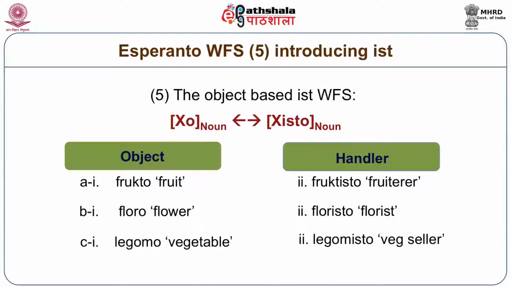The third word formation strategy involved is in the case of examples like fructo for fruit, giving rise to the derivative fructisto for fruiterer. Floro for flower gives rise to floristo, florist, which happens to have the same shape in English. Legomo, vegetable, English has no special word for legomisto, vegetable seller. Vegetable sellers are not called vegetarians. I'm sure that there are vegetable sellers who are not vegetarians. So as you can see, we've already got 3 word formation strategies for isto words.